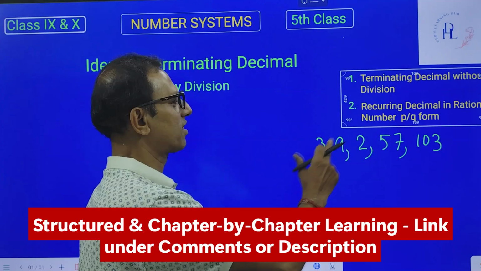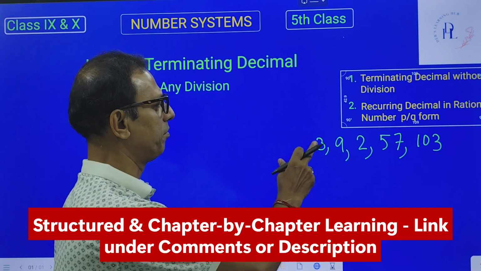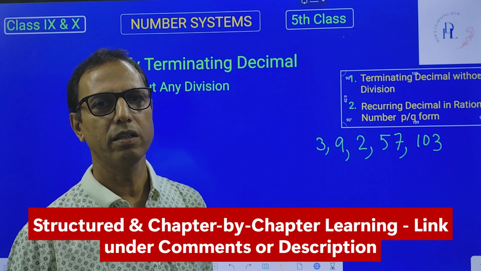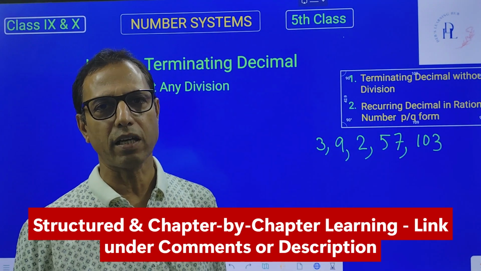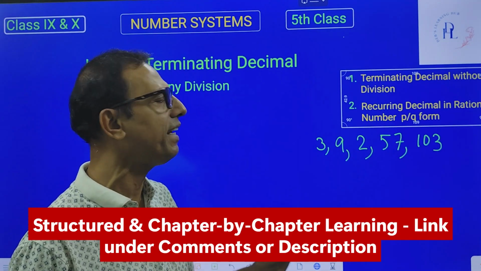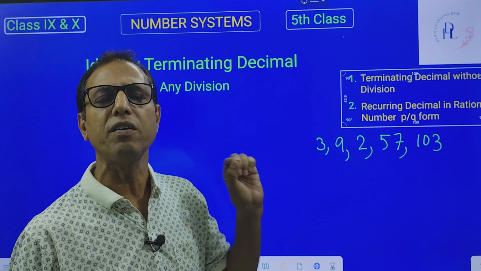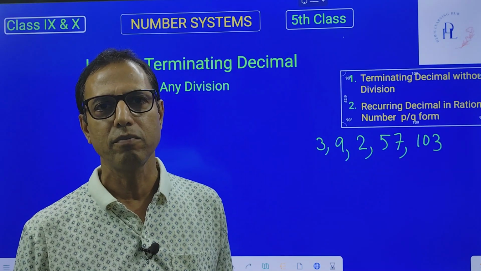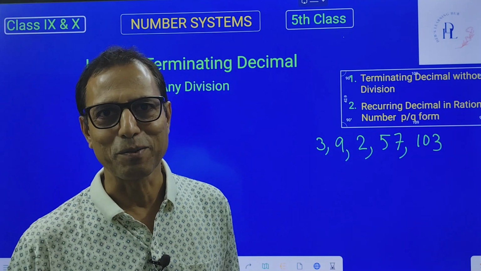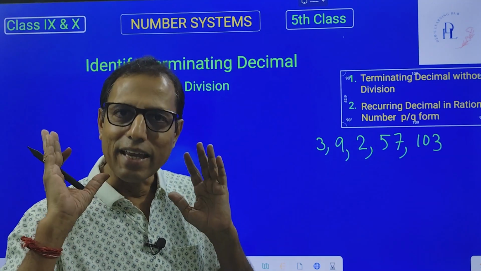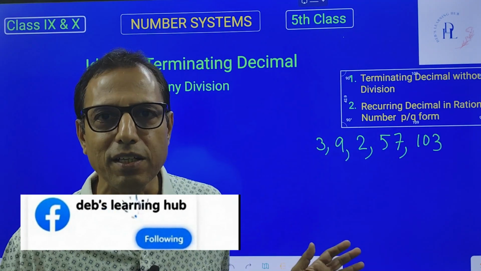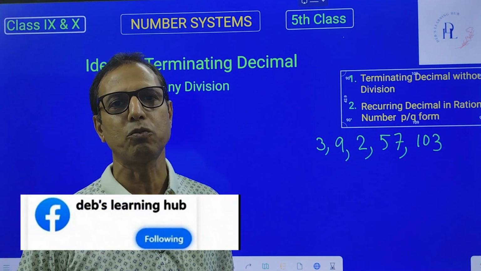Let's say there are a few numbers, 3, 9, 2, 57, 103, randomly taken. These are all the numbers; can you find any integer, positive or negative, which is not divisible by 2 or 5? This is a surprise to you, right? No. In the number system, there is no such integer which is not divisible by 2 or 5.